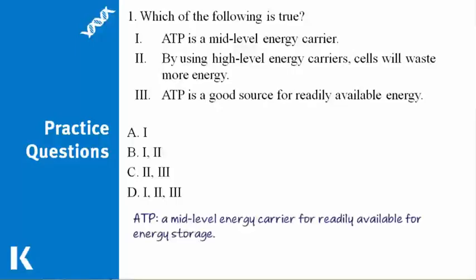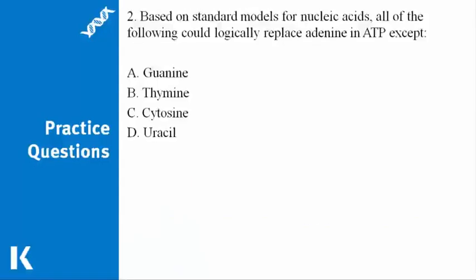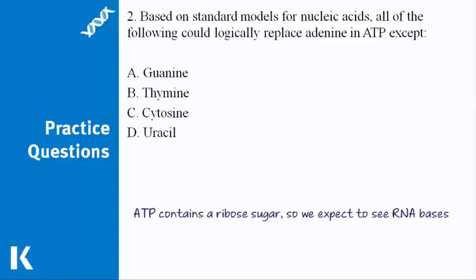Well, we know that ATP is a mid-level energy carrier, and we know that there's some perks to being a mid-level rather than high-level energy carrier. That gives us answer choice D. Let's see how well you remember the structure of ATP. Give this problem a try. Well, since ATP contains a ribose sugar, and we know that's a component of RNA, we probably expect to see RNA bases. Thymine isn't an RNA base.